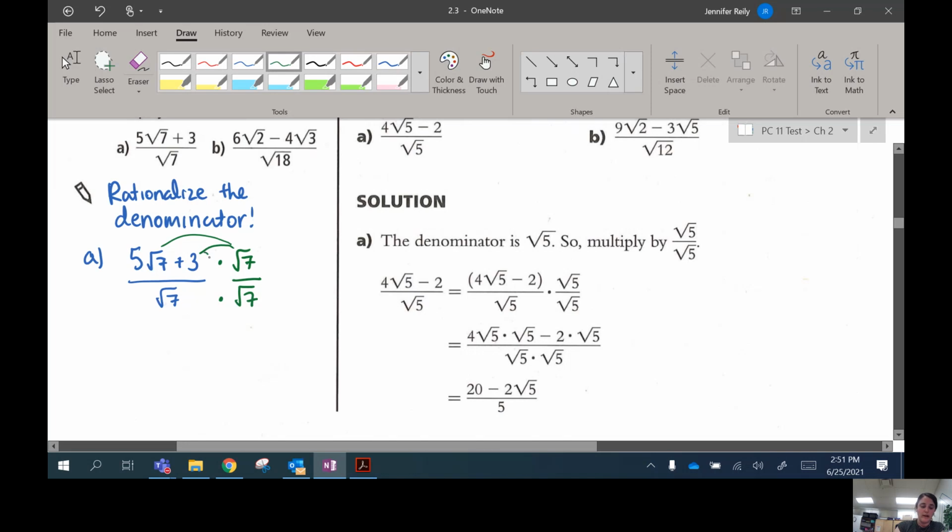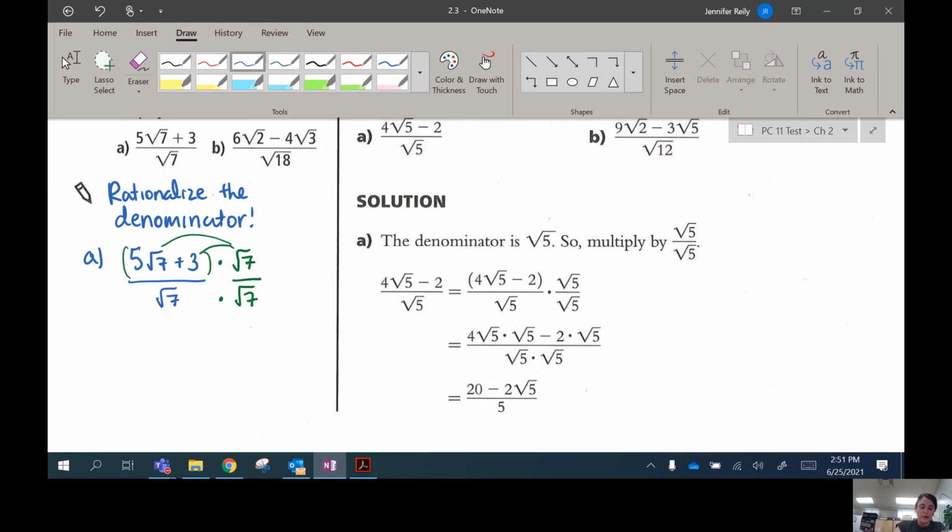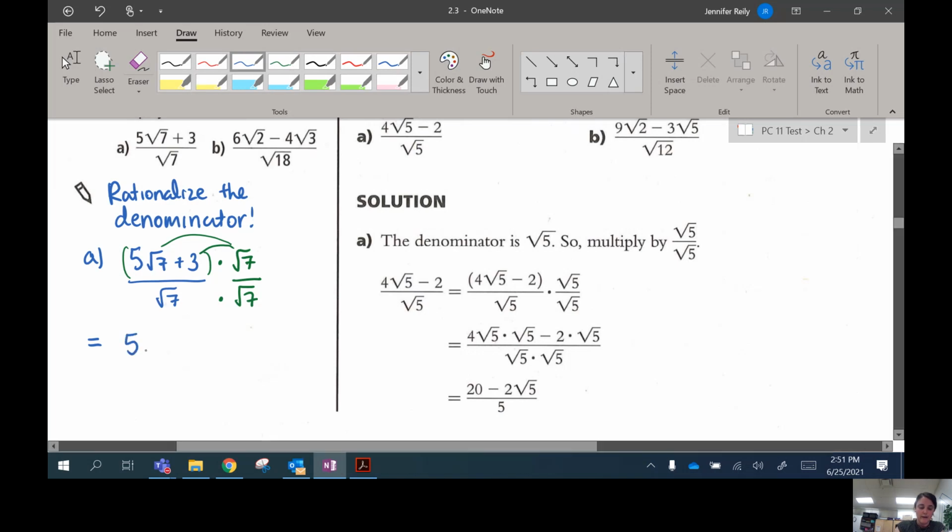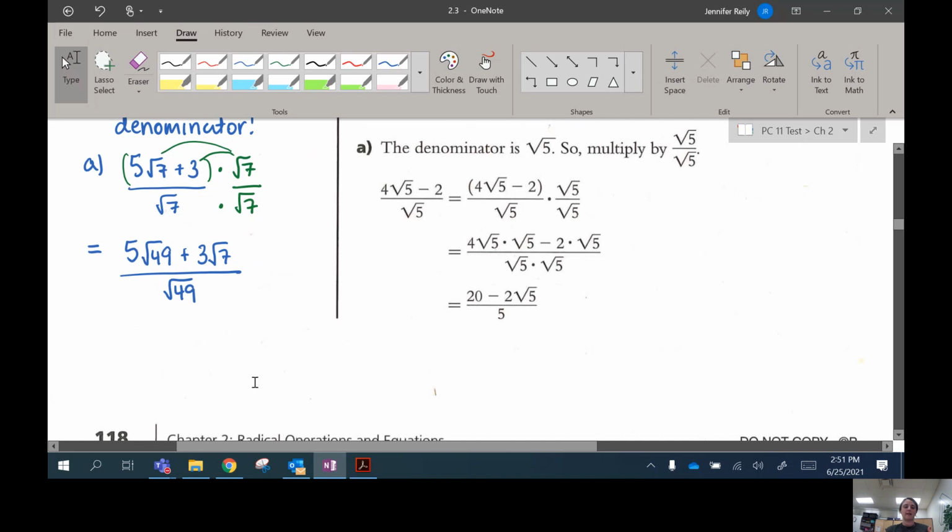So we're going to multiply the numerator by square root 7. So we'll have 5 times square root of 7 times 7, which is 49, and we'll have 3 square root 7. And on the bottom, when you have square root 7 times square root 7, look what happens. You end up with 7 times 7, which is 49, and we can evaluate that, and it turns it into a number, not a square root anymore.